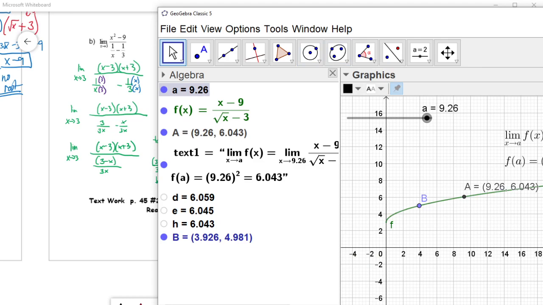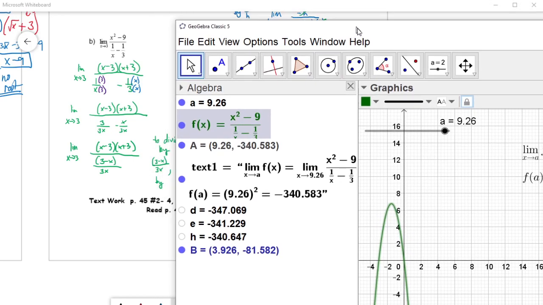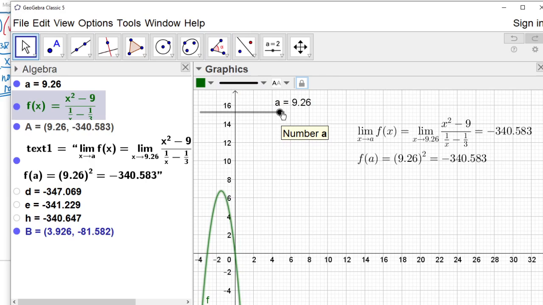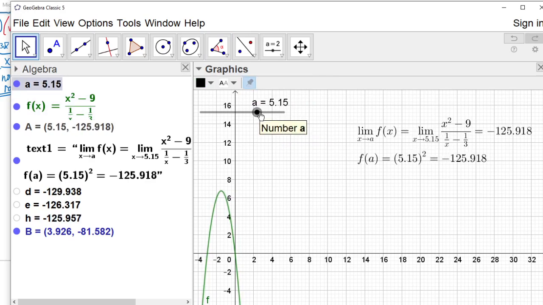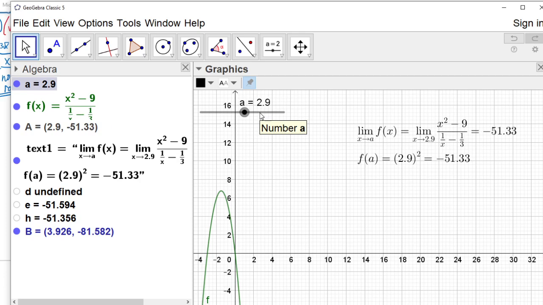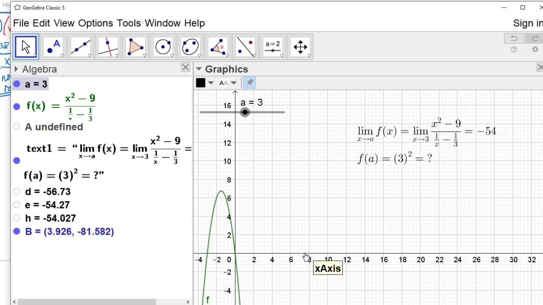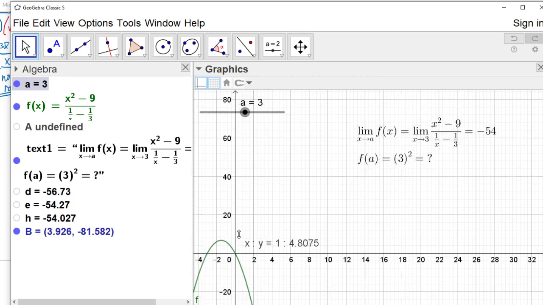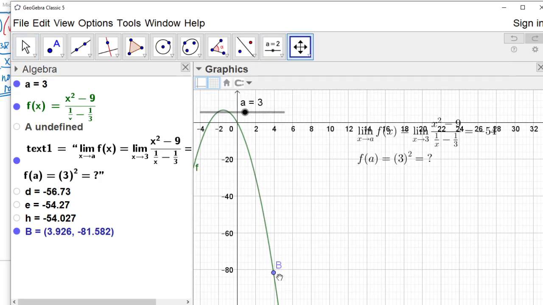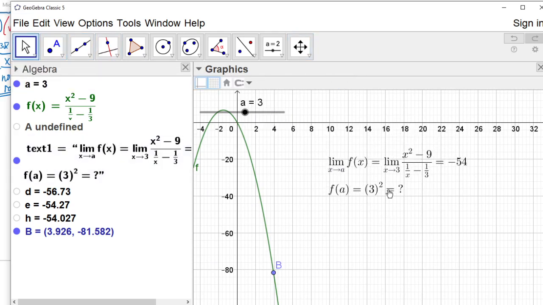So f of x is x squared minus 9 on the top divided by 1 over x minus 1 over 3 on the bottom. And that's what our equation looks like. We're looking for the limit as x approaches 3. So as x approaches 3, okay, you can see the function does not exist. So there's a hole at that point, although of course you wouldn't notice it from a graph like this one. You'd have to investigate it. The function does not exist, but the limit does exist, and the limit is negative 54, just as we said.